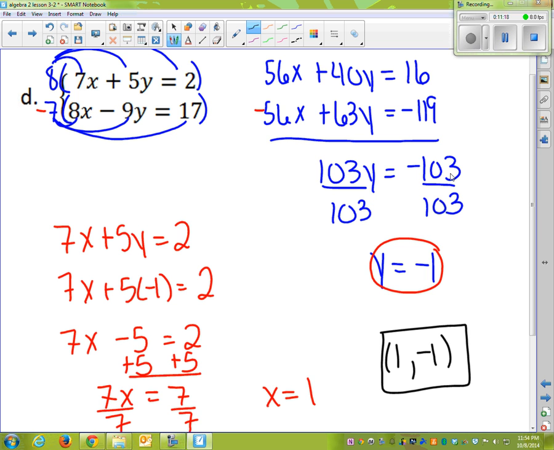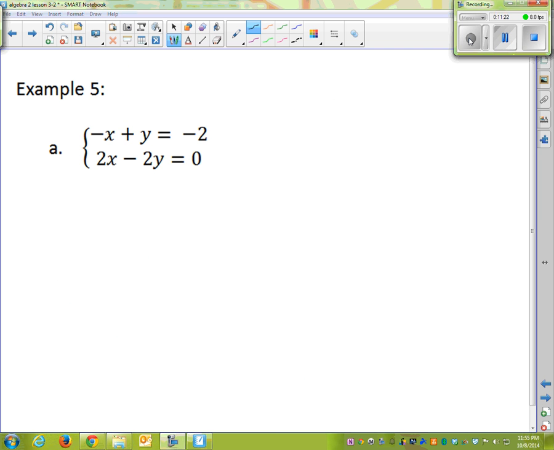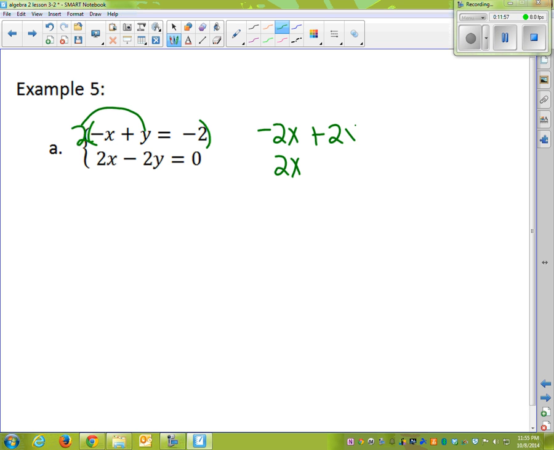I have one more type of problem to go over. Take a look at this one. I'm going to solve it by elimination. I can see that I've got a negative x and a positive 2x. So I'm going to multiply this top equation by 2, and that will give me negative 2x, and then the bottom number is 2x. And I can see that they'll cancel. So I'm going to go ahead and multiply that out to the whole equation, and negative 4.